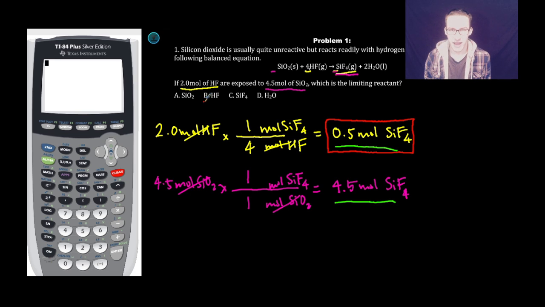So it is our HF that is our limiting reactant. It is limiting how much of our product we can make.